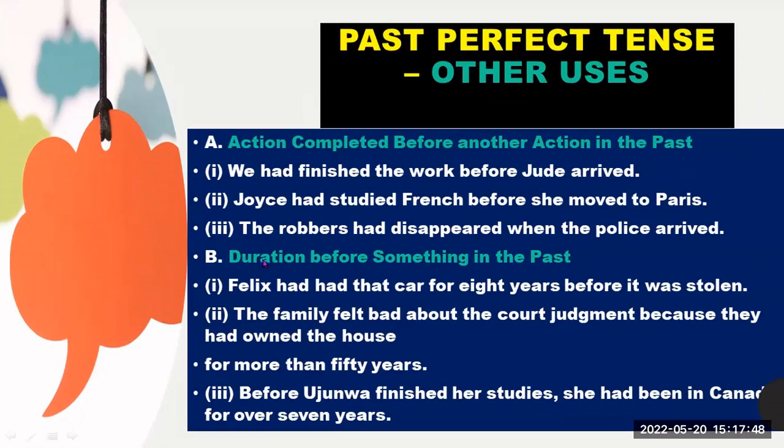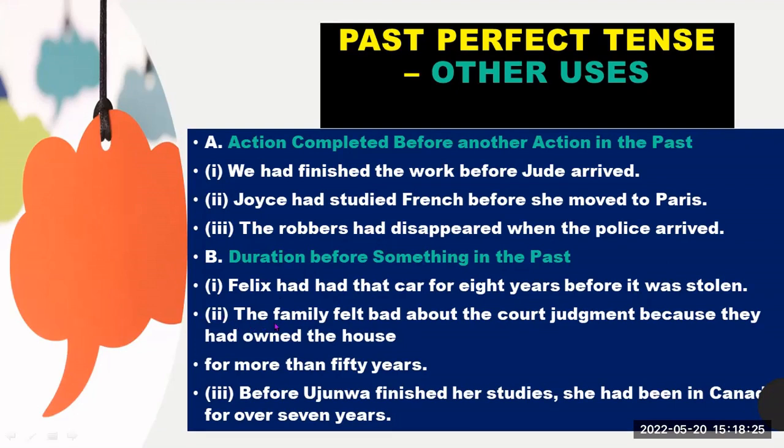Then let's look at another use, duration before something in the past. Something took place over a period of time before another thing happened. For example, Felix had had that car for 8 years before it was stolen. Now, Philip having the car was one event, and then the car being stolen was another. But then the Philip having the car had taken place for a period of 8 years before the second incident, which was the stealing of the car.